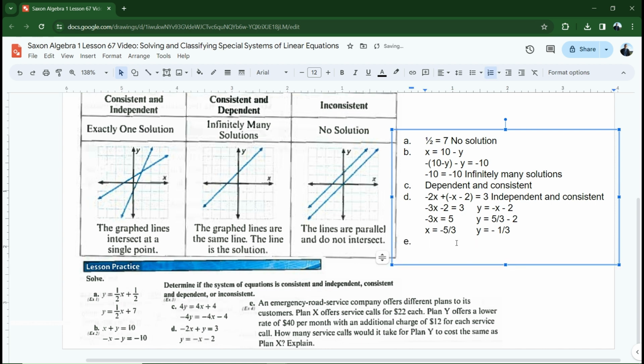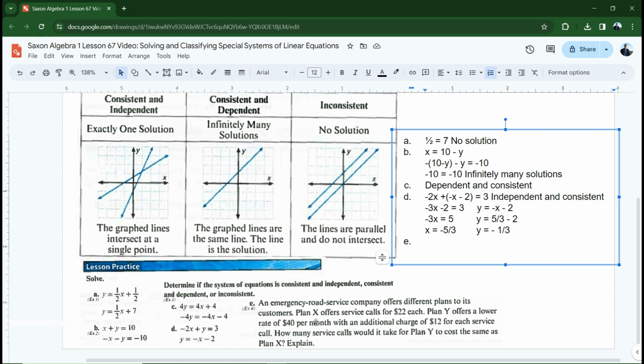Explain. Okay, so when I read this, the thing that it doesn't say is that this is in 1 month. You have to kind of infer that from what it says. So how much is it going to cost for Plan Y to cost the same as Plan X in a month? So you don't have to worry about multiplying $40 per month times the number of months, because this is just in 1 month. How many service calls is it going to take for these to be the same?